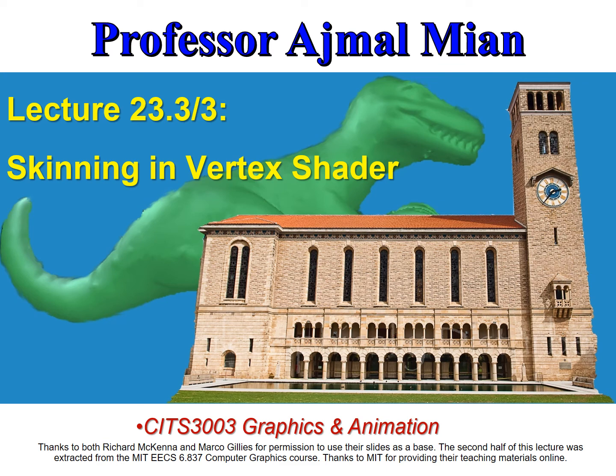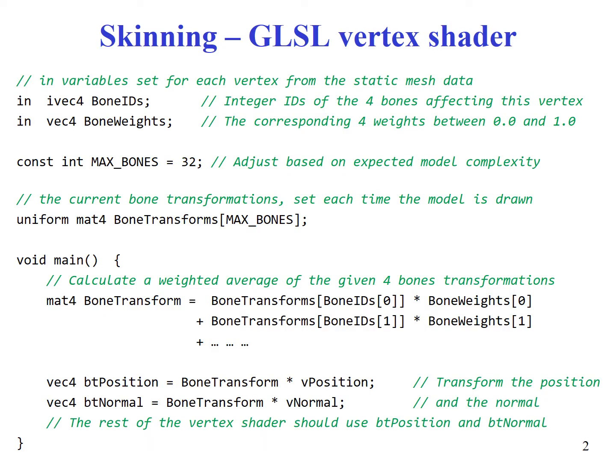This is our final lecture. In this lecture, we look at how skinning is performed in the vertex shader. We have in variables coming from the program that specify the bone IDs. These are integer IDs of the 4 bones affecting each vertex, and they are sequentially ordered.